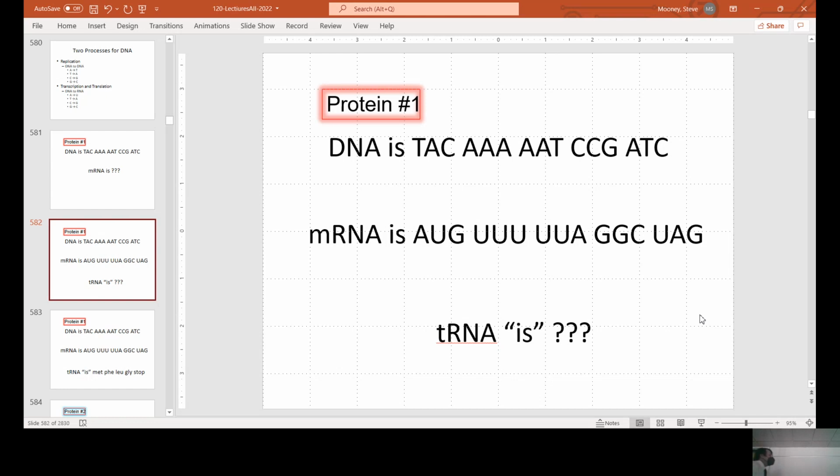Now that messenger RNA is formed, we're going to use the tRNA to bring in the correct amino acid. So which tRNA do we bring in? For AUG, what do we bring in? Looking at our table: methionine, MET. Does everybody see that?